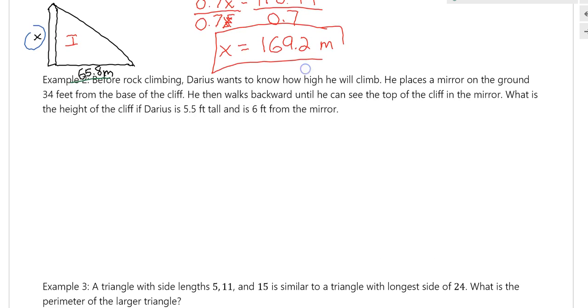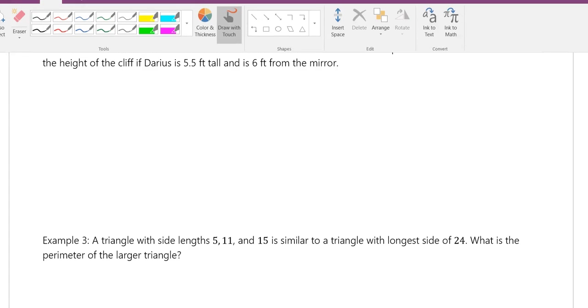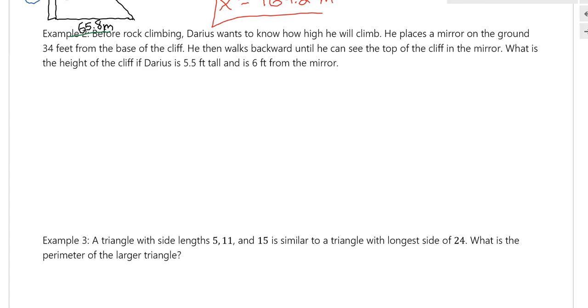Alright, looking at our next word problem. Before rock climbing, Darius wants to know how high he will climb. He places a mirror on the ground 34 feet from the base of the cliff. He then walks backward until he can see the top of the cliff in the mirror. So here's my cliff. I have a mirror on the ground. Here's my mirror. And then Darius is on the other side of the mirror. He is looking at it, and then in that mirror, he sees the top of the cliff.